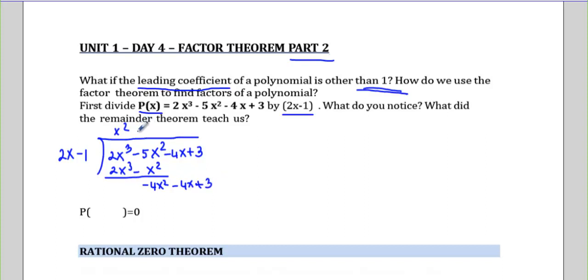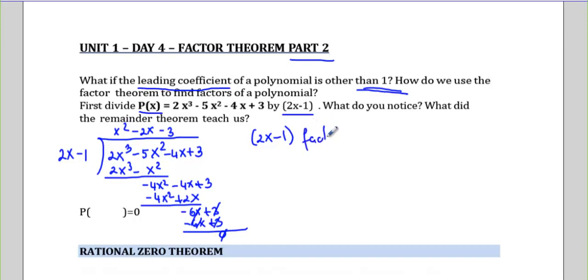How many times does 2x go into negative 4x squared? Well, negative 2x times. Multiplication step will be followed again by a subtraction step. And we have a remainder of negative 6x plus 3. And lastly, minus 3. And multiplication followed by subtraction, we show that we will actually have a remainder of 0. Well, what does that mean, that we have a remainder of 0? It means that 2x minus 1 is a factor of the polynomial p of x.